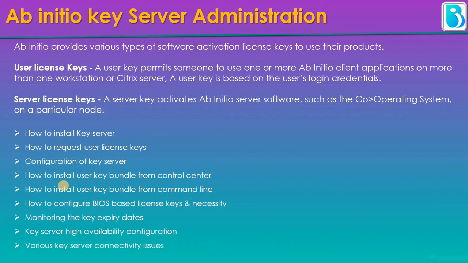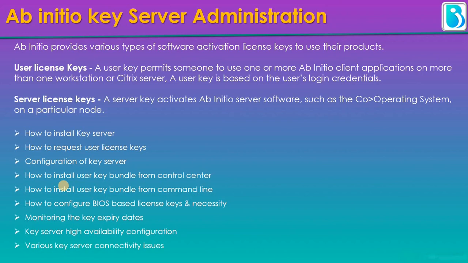Monitoring the key expiry dates. So there are a number of license types ab initio provides to their clients. Based on those agreements, they will have the license expiry dates. So if a license expires, ab initio jobs start failing. In order to avoid that, we should have a monitoring setup for the end dates. Based on that, we can request for the replacement keys or maybe other alternatives.